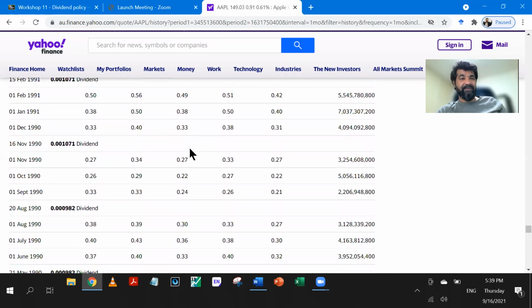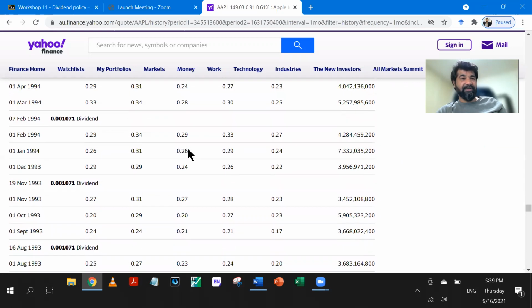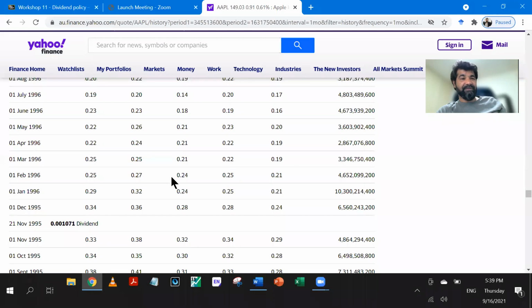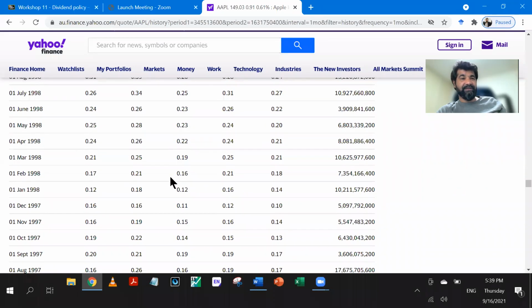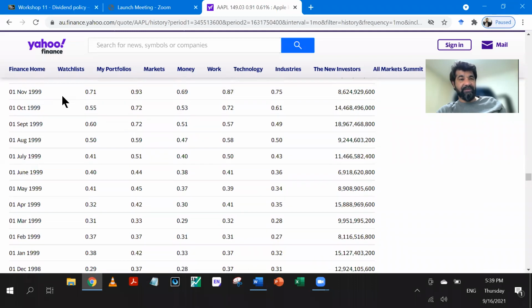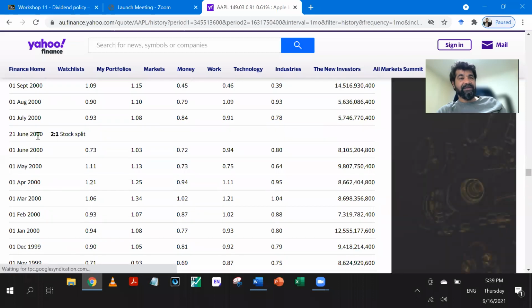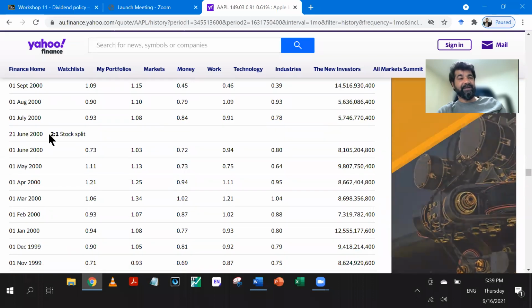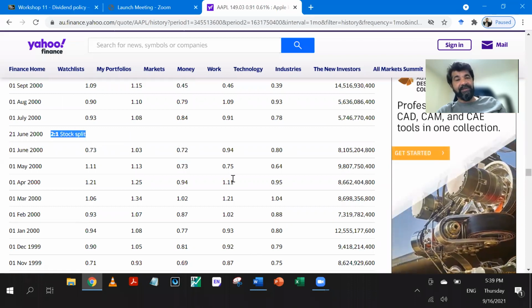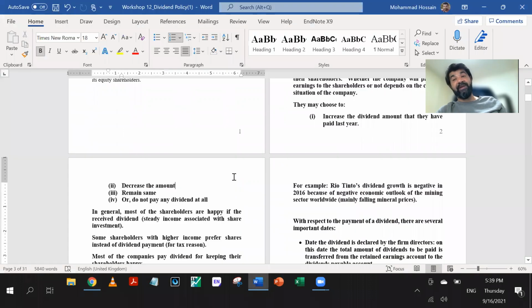You see the dividend they paid, but after 1995, I believe, they stopped paying the dividend. After 95, you see no dividend was paid. 95, 96, 97, 98, 99. No dividend was paid. In 2000, they did a stock split. So it is possible sometimes that a business may decide that we're not going to pay any dividend to any shareholders.